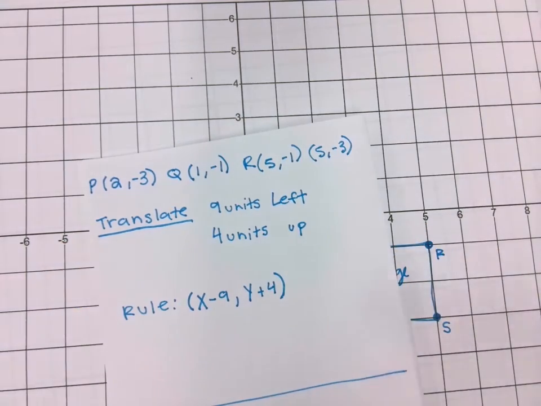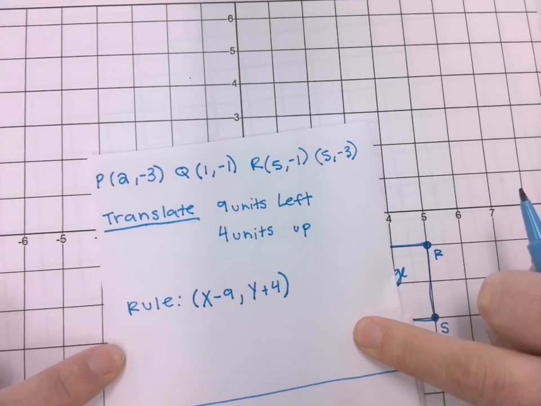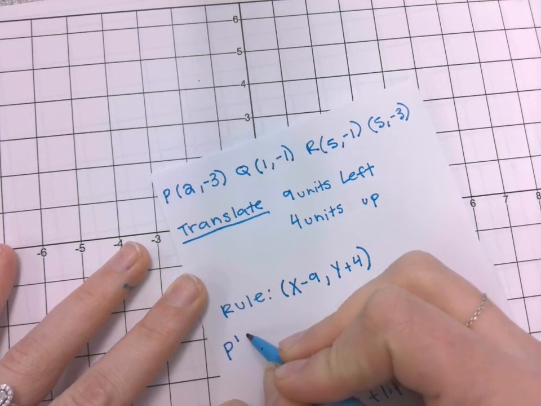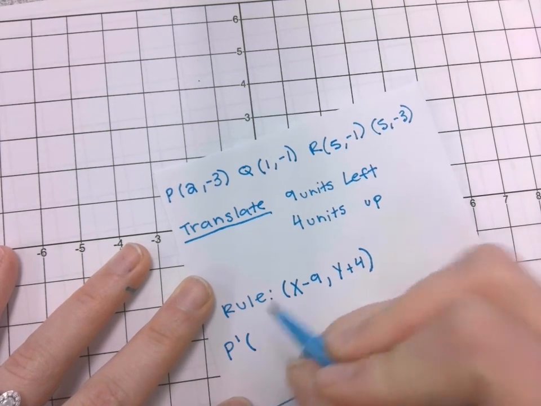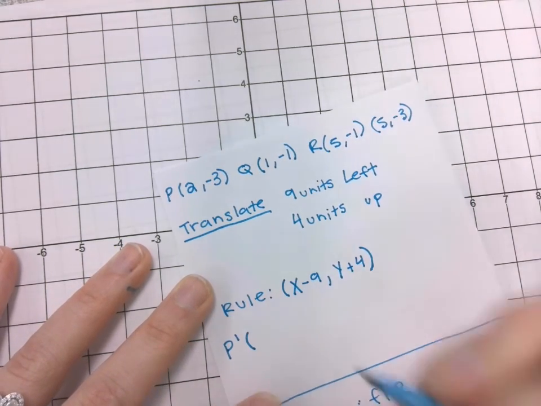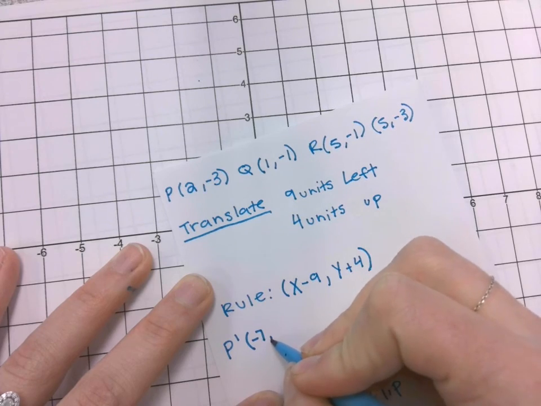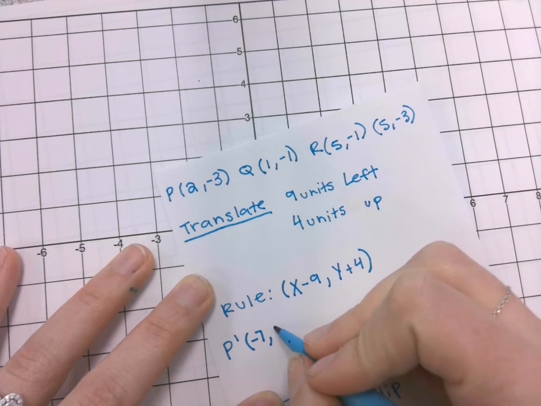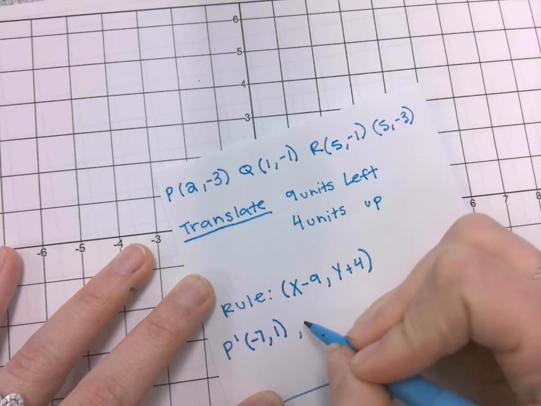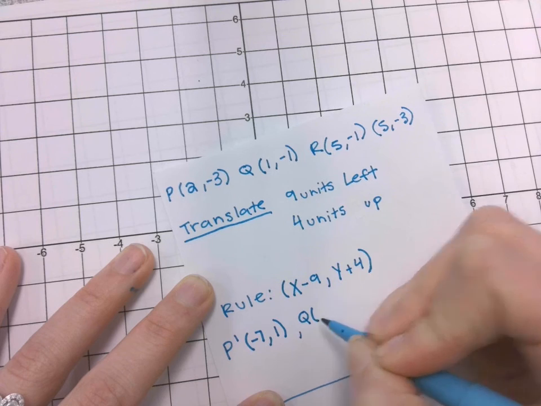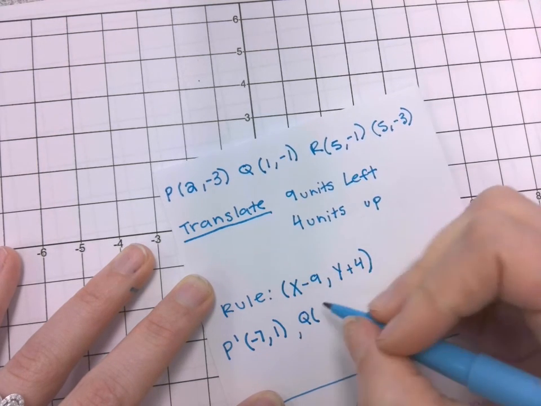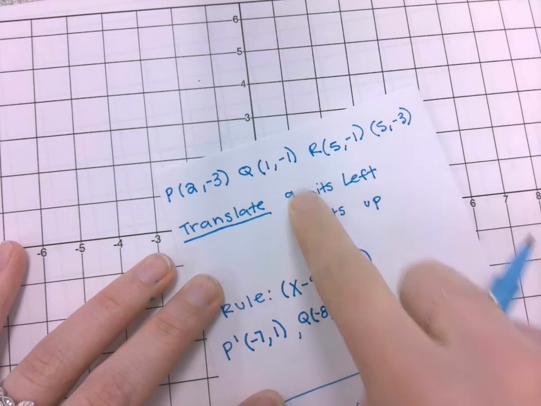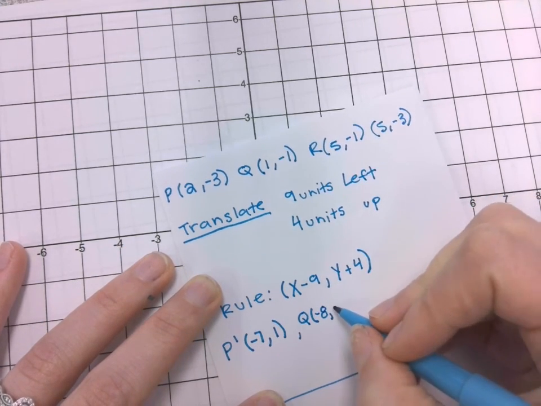So let's now write all of our new ordered pairs. We call these primes. So P prime would be 2 minus 9, which would be negative 7. And then my y value, negative 3 plus 4 would be 1. My Q value, 1 minus 9 is negative 8. Negative 1 plus 4 would be 3.